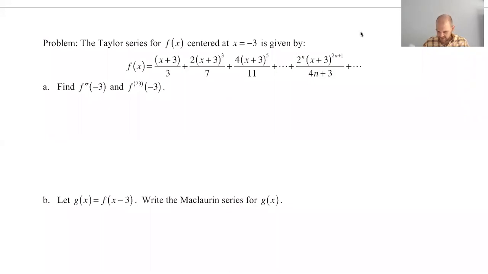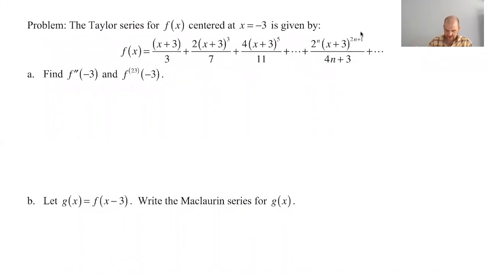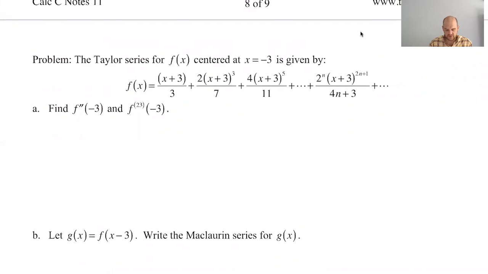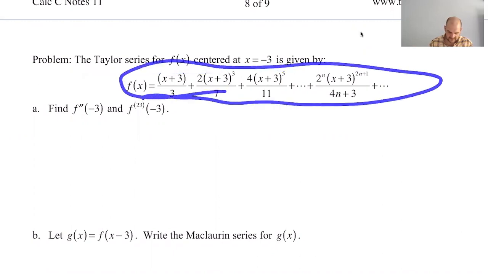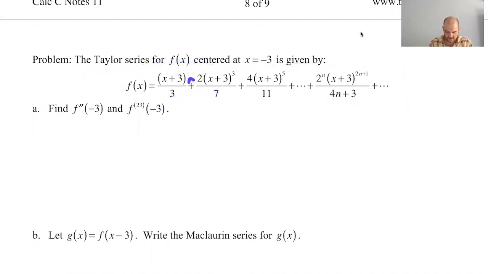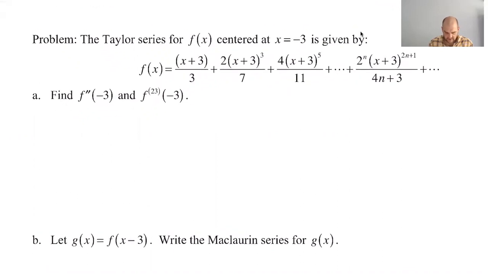All right, we're back. We're on page 9, finally, of notes 11, and we're doing some review problems, and let's see what we got. Taylor series centered at -3, given by this thing, so that's fine. It's all odd powers. That's neat. Kind of sine is like that, but this is not like sine because it doesn't alternate. All right, find f double prime of -3.